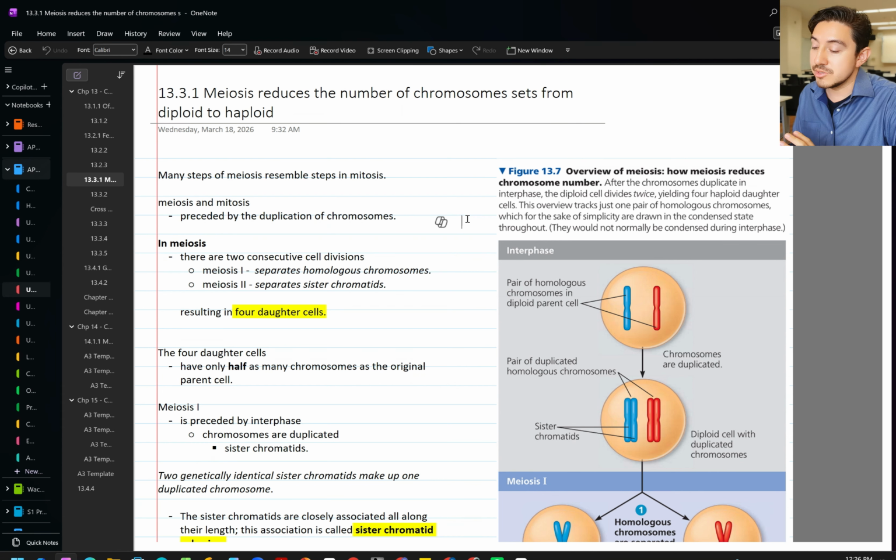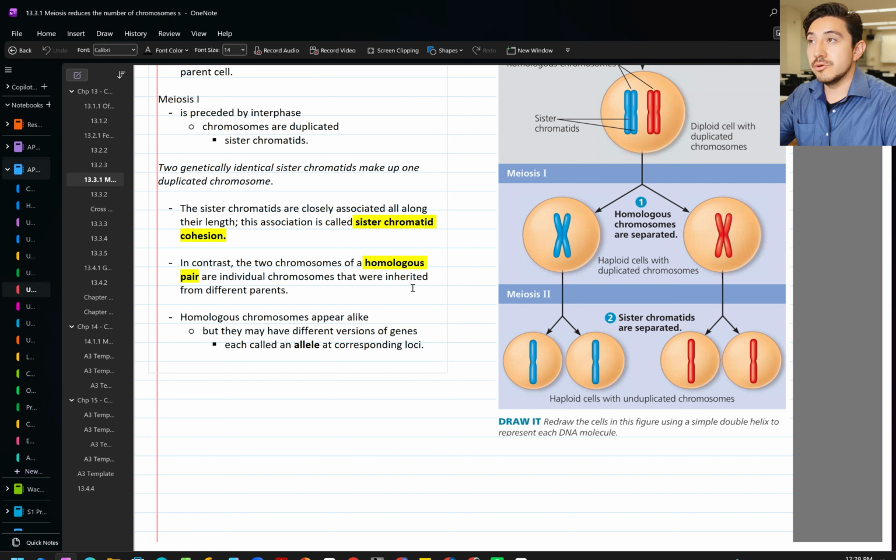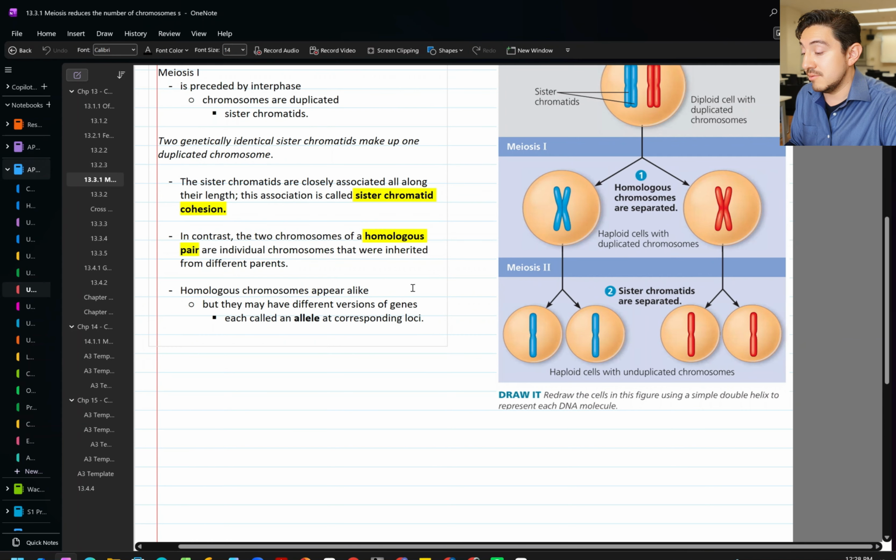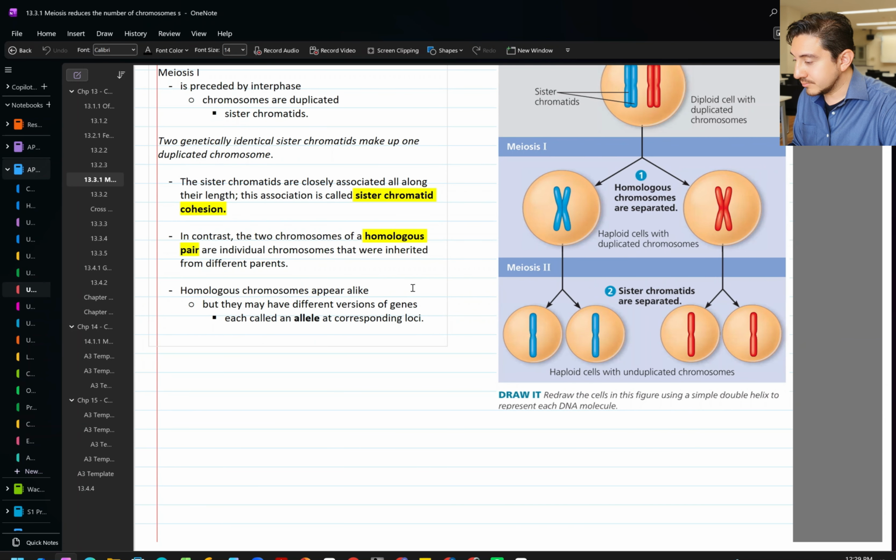As I mentioned before, meiosis 1 is preceded by interphase, where you do have a duplication of chromosomes. As you enter meiosis 2, there is no duplication. That's something you need to keep in mind. There is no duplication as you transition from meiosis 1 to meiosis 2. DNA does not get duplicated. And sister chromatid concepts and structure you should be familiar with from mitosis.